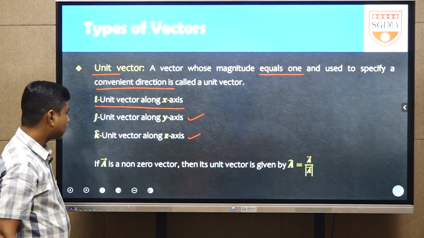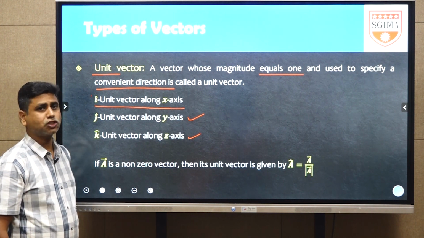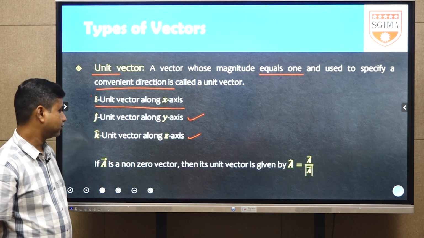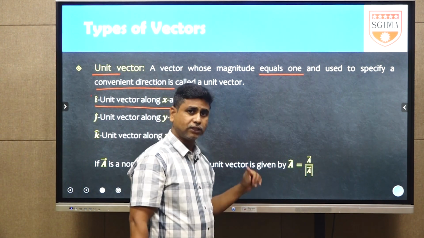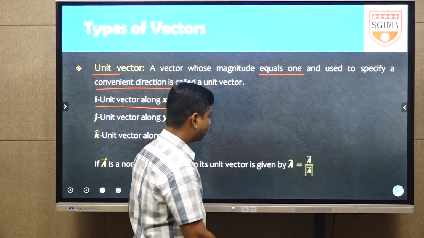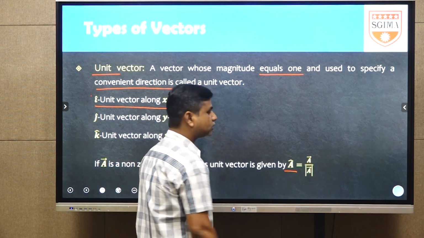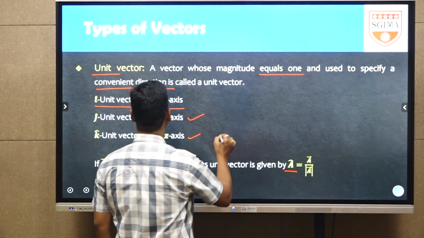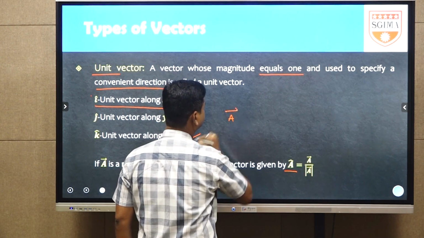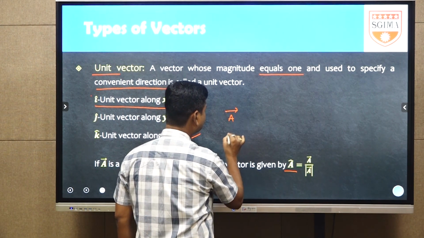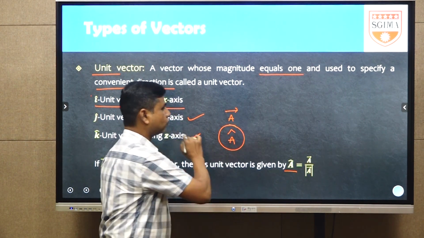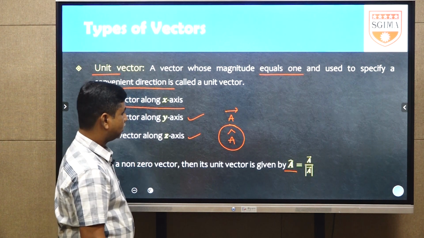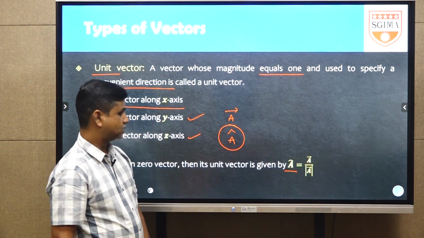If a bar is a non-zero vector, meaning other than the zero vector, then its unit vector is given by the following. Unit vector is denoted with a cap. Generally, a vector is written with a bar, but a unit vector is written with a cap. This is the notation, the representation of a unit vector.